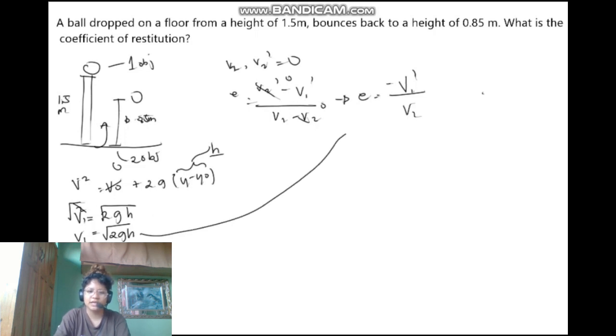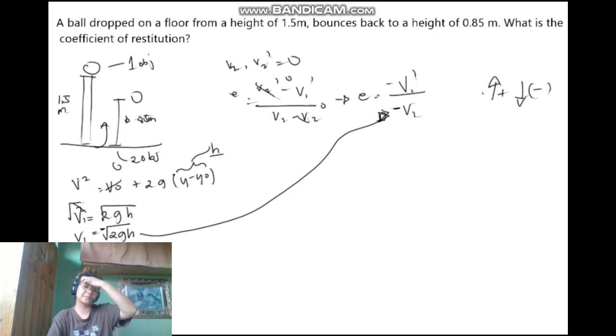And that is what we will place here. And since the first motion is downward, positive is upward and downward is negative, this would be negative. This would be negative as well. That would be negative.